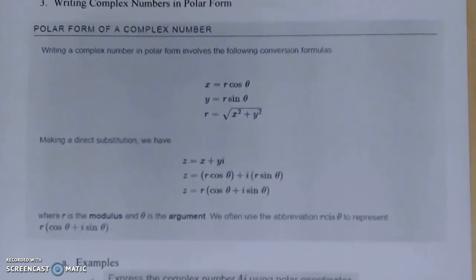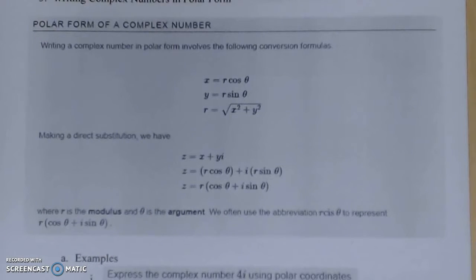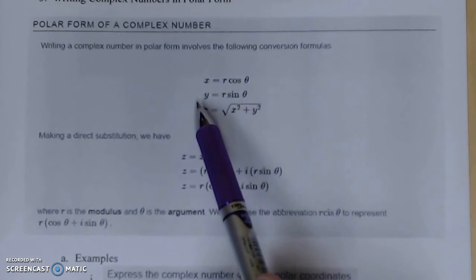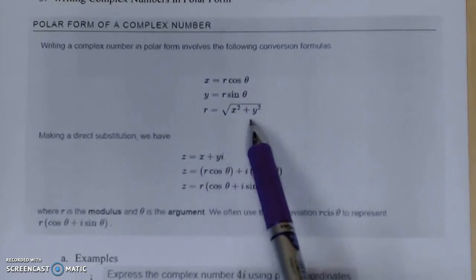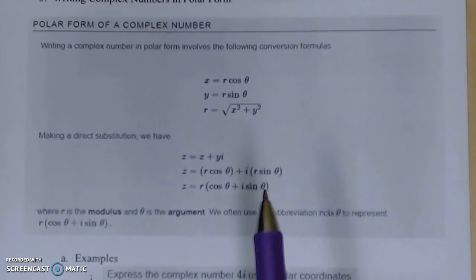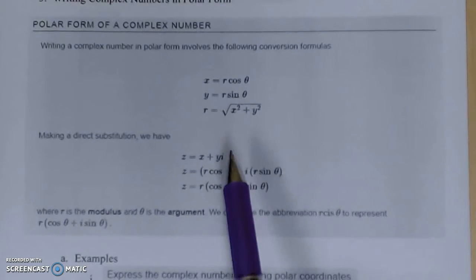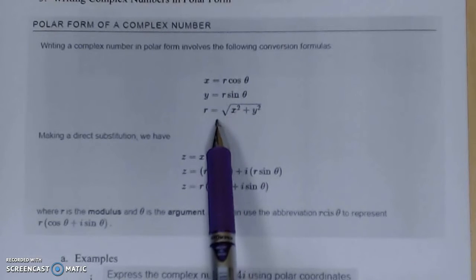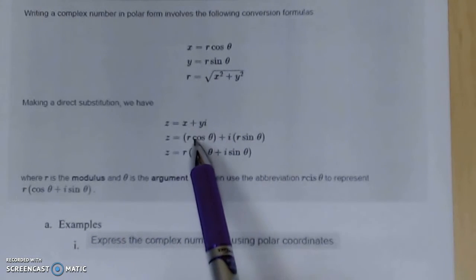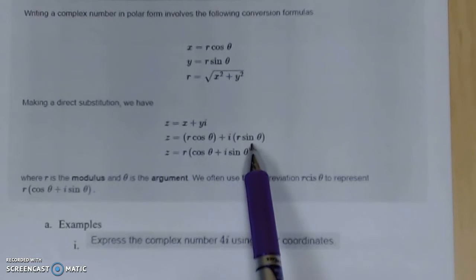So we get some formulas to get us going, and we're writing our complex number in polar form. Again, x equals r cosine theta, y equals r sine theta. There's our r value there, similar to our magnitude of z. And then we're going to make some direct substitutions. If we take what we already know and plug them into our complex number, we already have a substitution for x, and we already have a substitution for y.